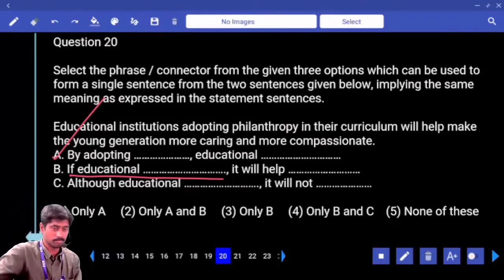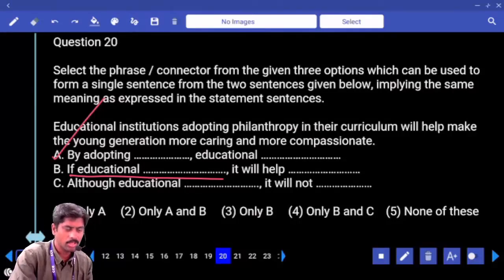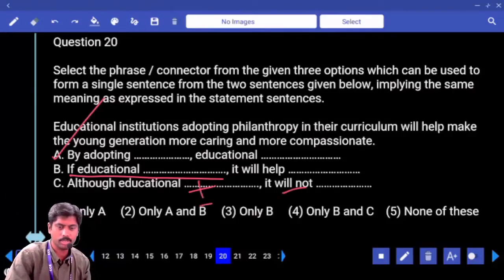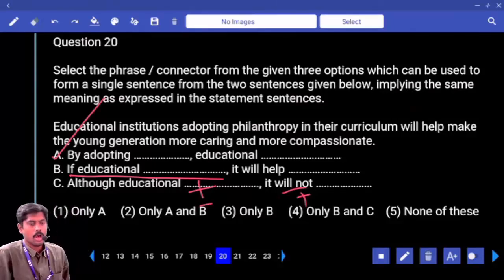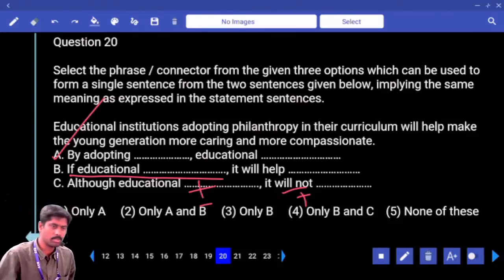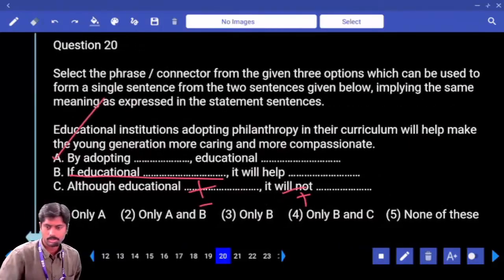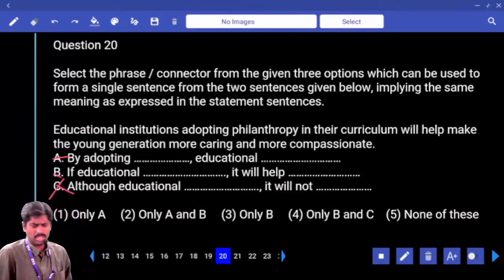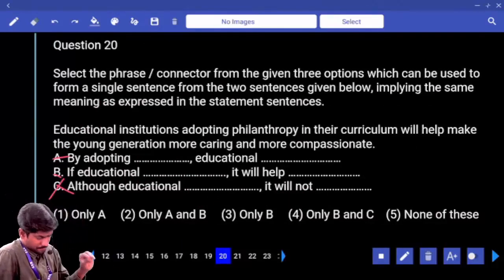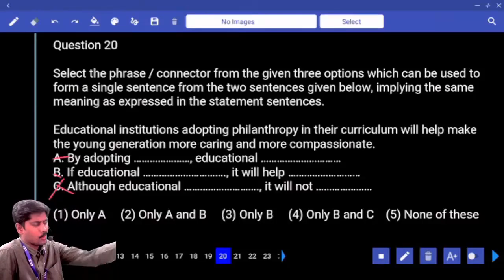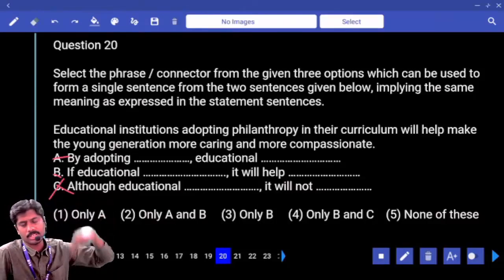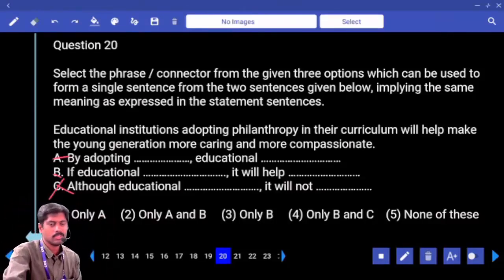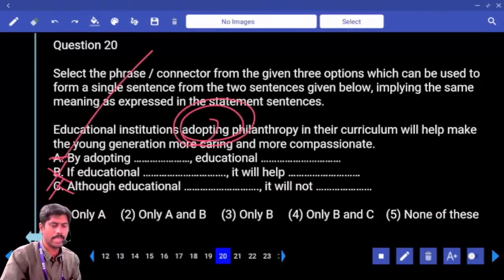Although will never come. Let's look at it. Although is used to combine positive and negative. Although educational institutes adopt philanthropy in their curriculum, it will not help. No. So, A. B: if educational institutes adopt, then only it will make the young generation caring. Already adopting is happening. The answer is only A.